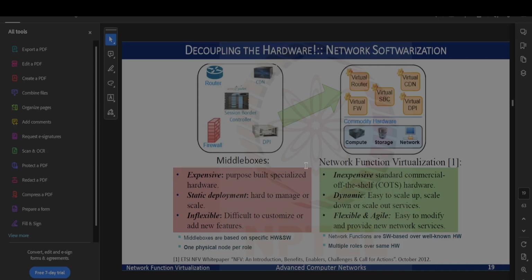Whereas when we go for the virtualized network functions, since these are software, bringing softwareization always brings down the cost. First of all, because these are not specialized hardware, these are off the shelf commodity hardware, so this becomes less expensive.